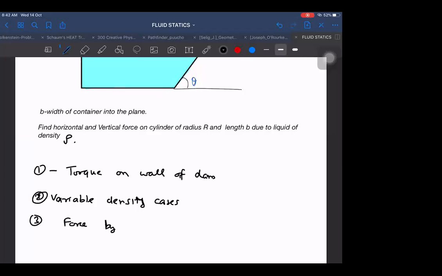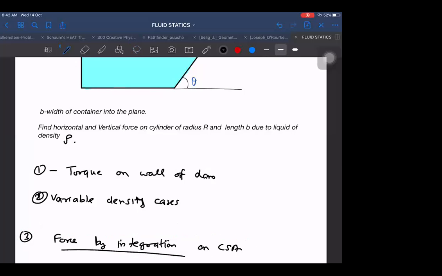Sometimes integration may be important, so you should learn integration also. Force by integration on curved surface area is not that important because we already know the third part. Even if I don't do it, no problem. I can skip it or I may take it. But more important than these three, there will be the syllabus headings.